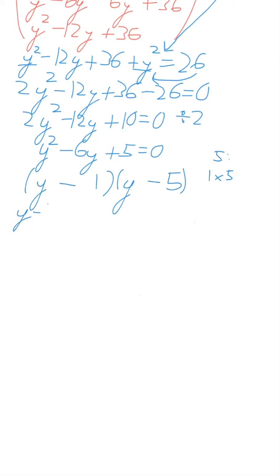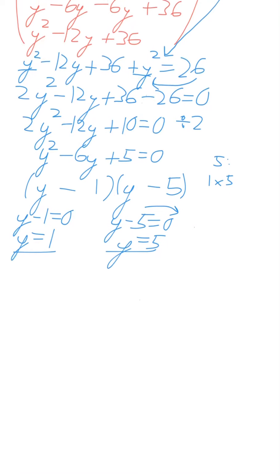So we have y minus 1 equal to 0. So y is equal to 1. And then y minus 5 equals 0. So y is equal to 5. Because remember, you're bringing it to the other side. Okay, so we have two answers now. We have y equals 1 and y equals 5.